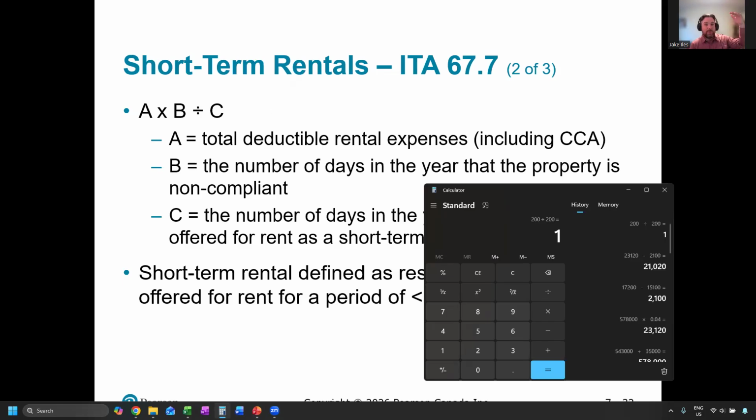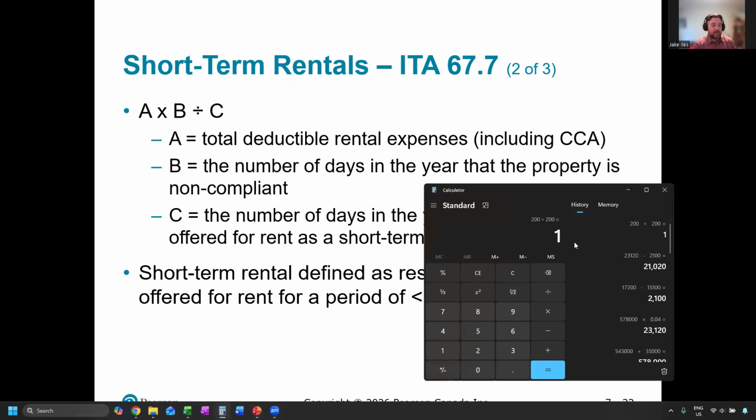So I might collect $20,000, pay $12,000 in expenses, my net income is $8,000, but because the house is non-compliant, I'm still paying taxes on $20,000, the full revenues, not the $8,000 of net income. So they do this to encourage individuals to either legally register their short-term rentals or disincentivize having short-term rentals, leaving more houses for the open market.